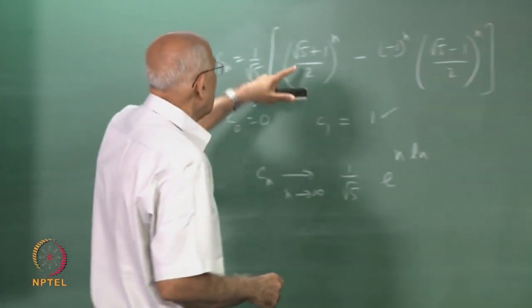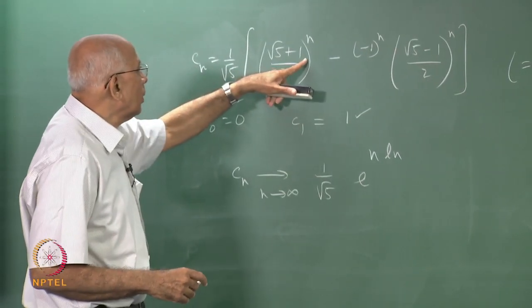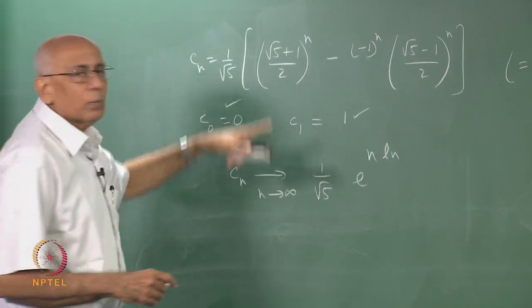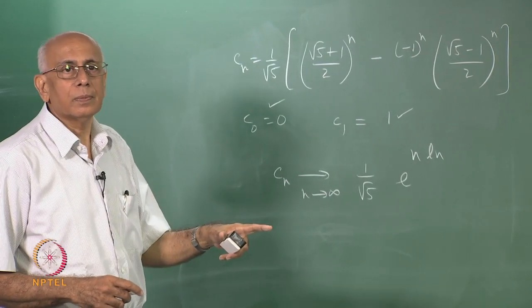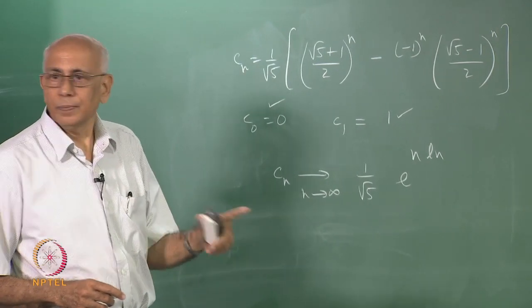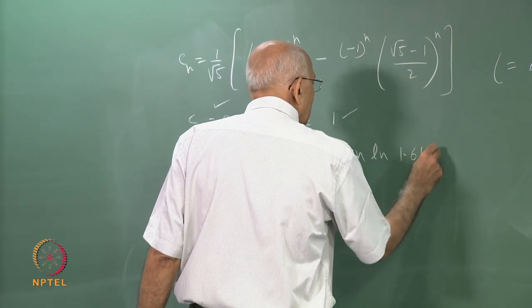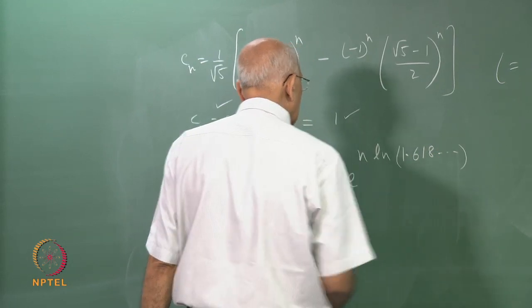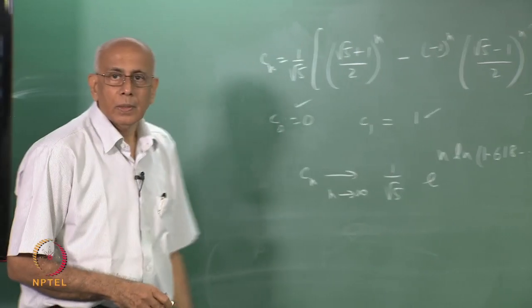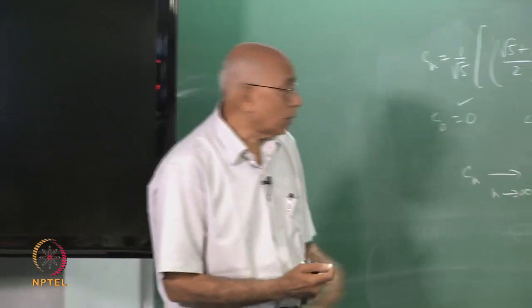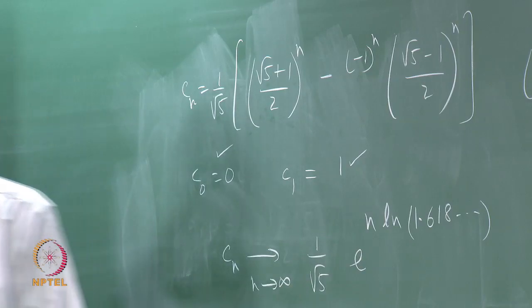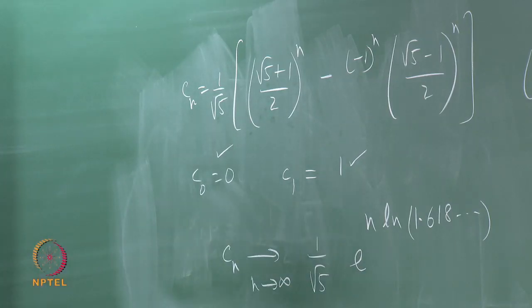This guy is like 2.24, so that is 3.24 over 2, which is like 1.62 or so, or 1.618 is the correct value, etc. So it increases exponentially. This is a positive number, this log. So it increases exponentially fast, and we know exactly how fast from here.